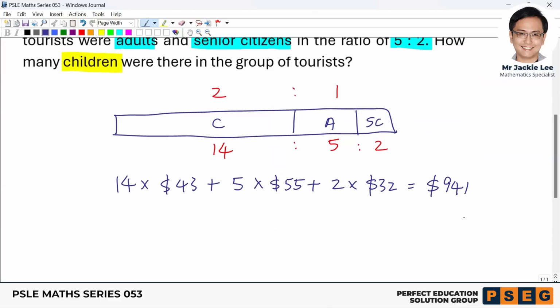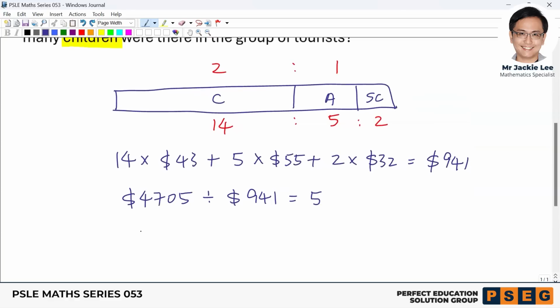So this guy altogether has to pay 4,705. So now we divide it by this 941. Then we know how many basic groups there are. This is expected to be an integer. In fact, it ends up 5. So that means we should have 5 of these groups. And each group should have 14 children, 5 adults, and 2 senior citizens. So they ask for children, right? We are just one step away, which is 14 times 5 only, right? So therefore, we expect to have 70 children.